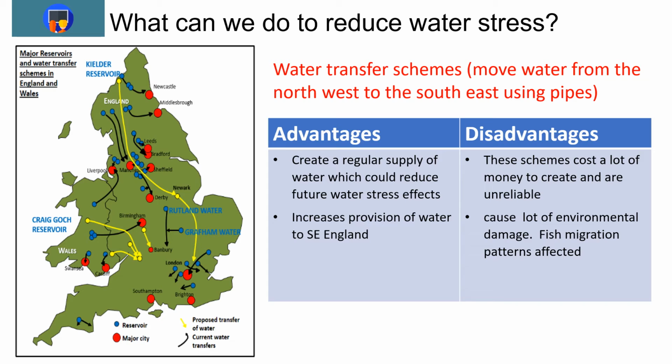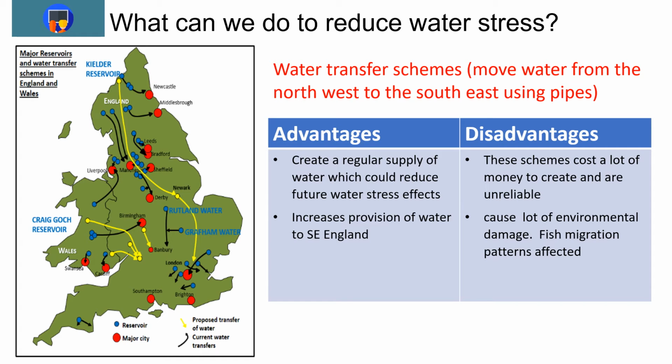Disadvantages: these schemes tend to cost a lot of money. They're often a little bit unreliable because we end up losing a lot of water through leaky pipes and stuff like that. It takes a lot of upkeep to have a really successful water transfer scheme. They also cause a lot of environmental damage. They affect fish migration patterns, for example.